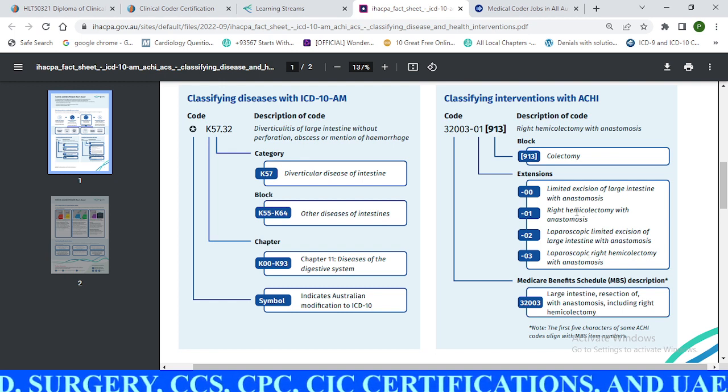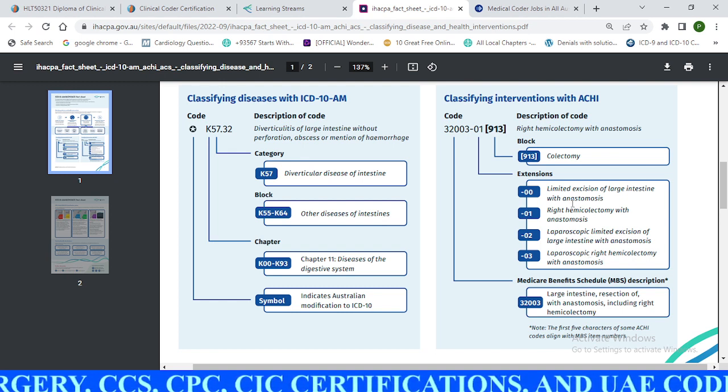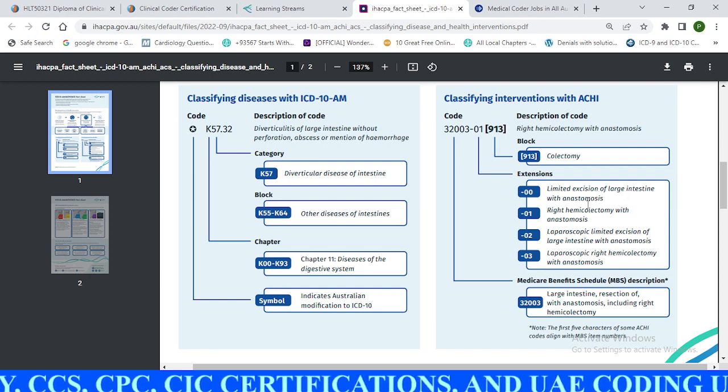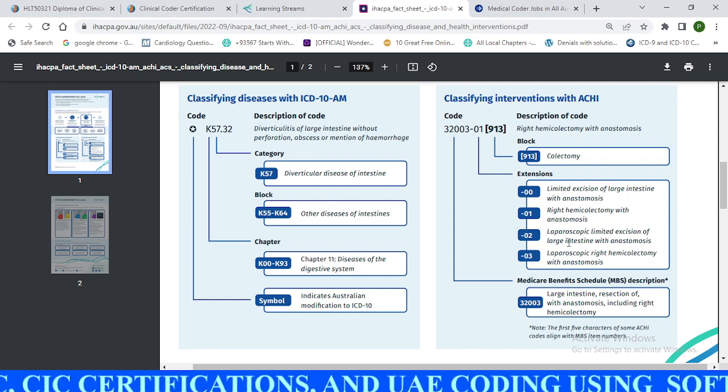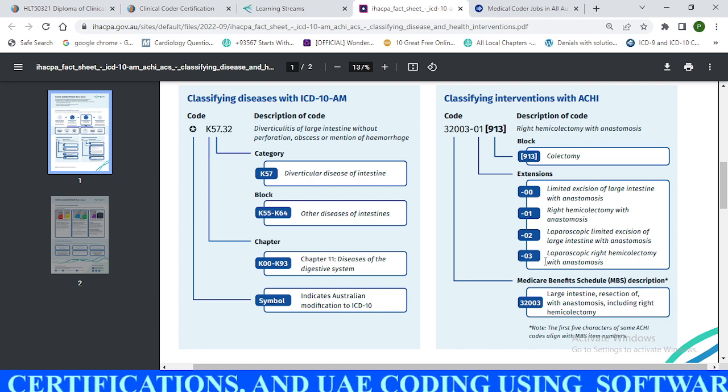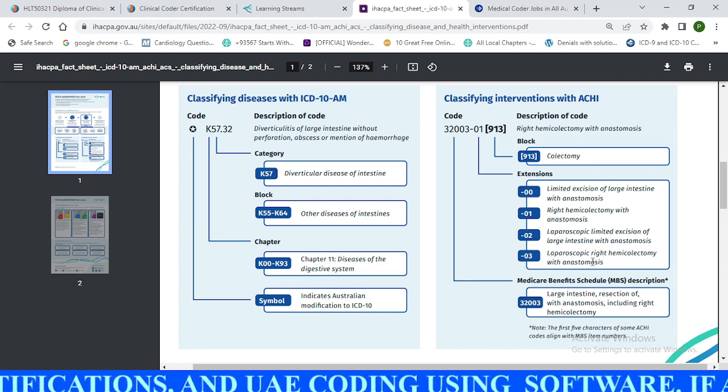And we have different flavors here. 00 is limited excision of large intestine with anastomosis. 01 is right hemicolectomy with anastomosis. 02 is laparoscopic. 03 is laparoscopic right hemicolectomy with anastomosis.